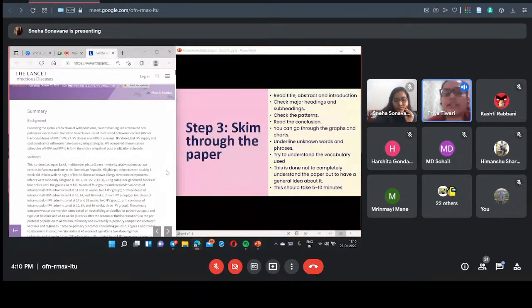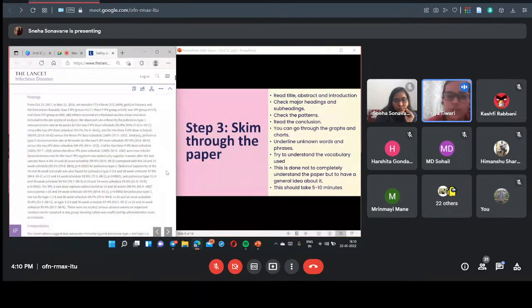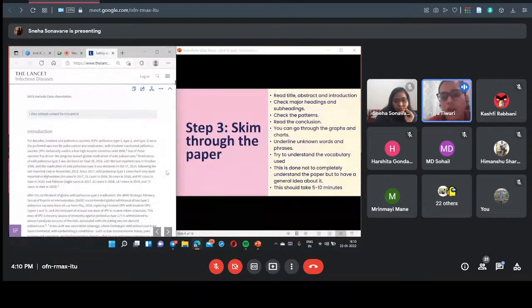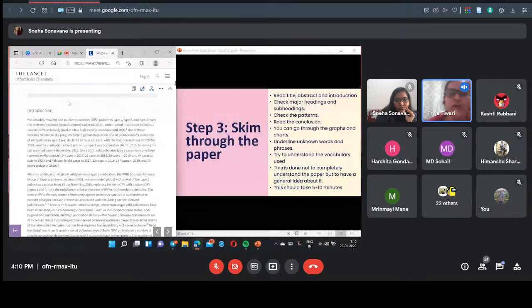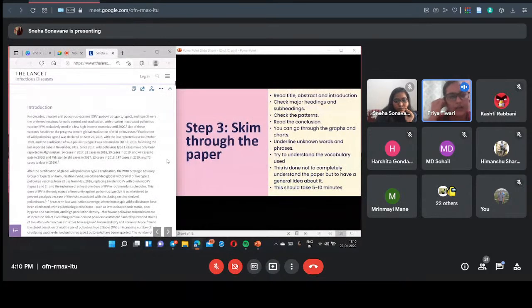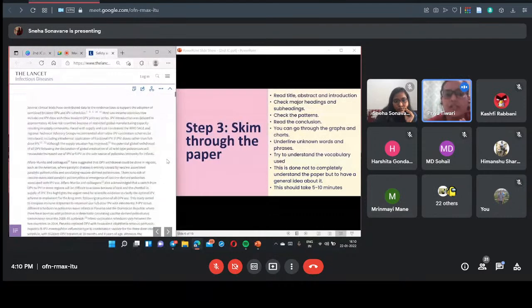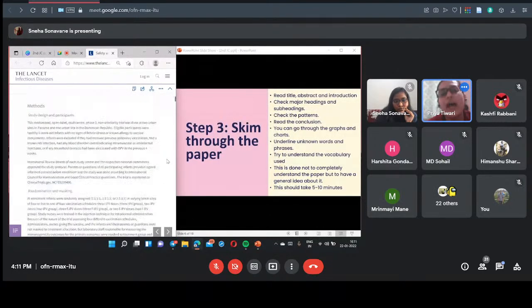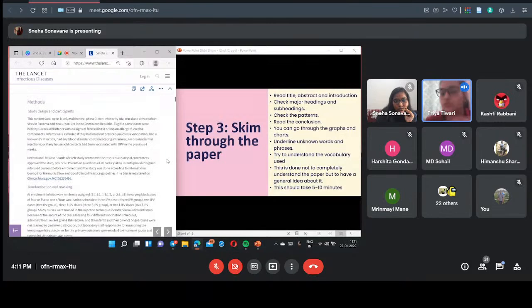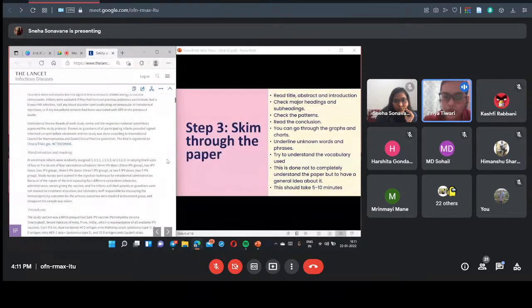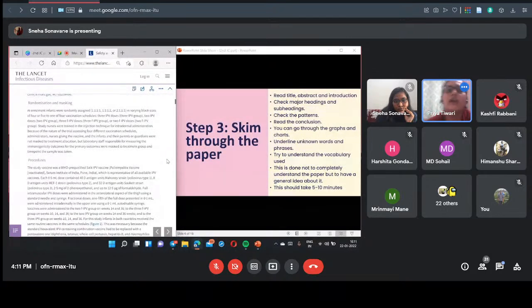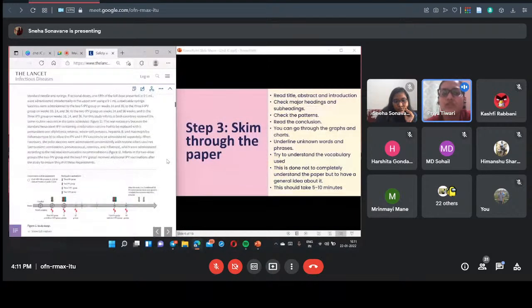Now, this is step 3, that is skimming through the paper. After you have read the title, you have read the abstract and understood what the paper is all about, you choose the paper, saying this is the paper I want to read further. And then while reading, this is the first reading that you will do, where you will roughly skim over the paper. You have the general idea of the paper.